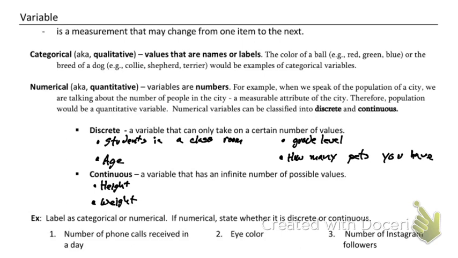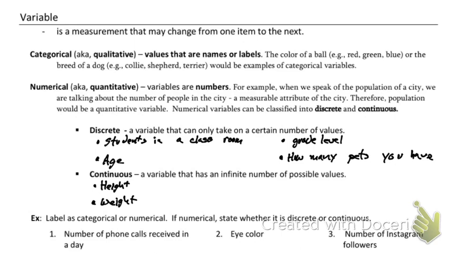Like you don't gain a pound, right? You gain maybe 0.5 pounds. You gain 0.4 pounds. It's not something where all of a sudden I'm 1 pound heavier, 2 pounds heavier. There are decimals to this. So generally speaking, if you have a bunch of decimals, that is something that's going to be continuous.